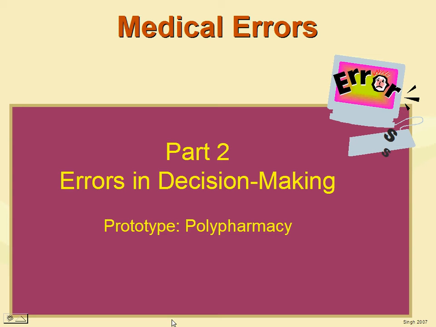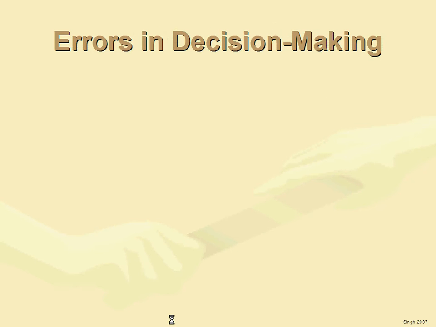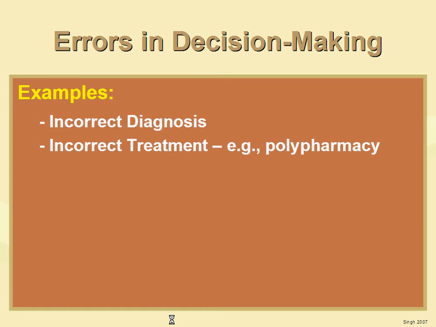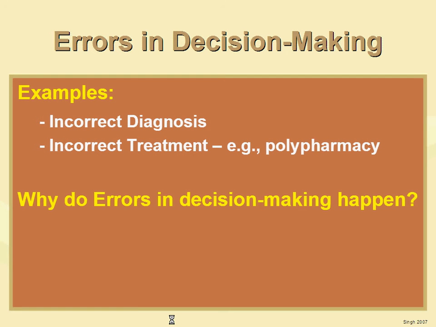Okay, so this is the second part of this talk. We're going to switch gears to talking about errors in decision making, and we'll use polypharmacy as an example. Errors in decision making can be of two types. We can either make the wrong diagnosis, or having made the correct diagnosis, we may choose the wrong kind of treatment. Polypharmacy goes in the second category.